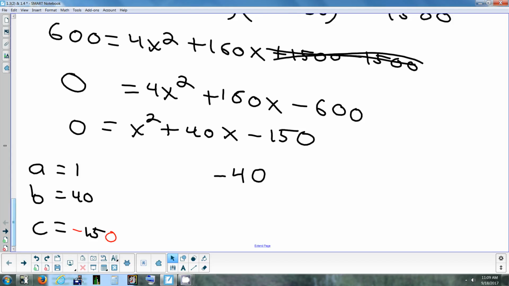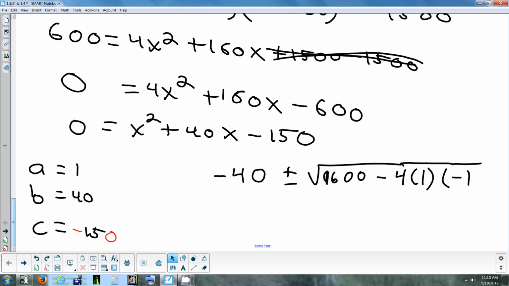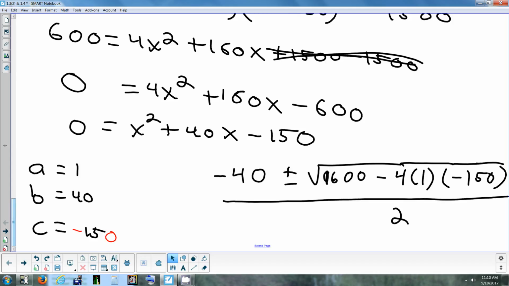All right, so we got negative b, plus or minus the square root of, what comes next? You don't remember? Not a squared, but b squared. So that's 1600. Minus 4ac. So 4. A is just 1. That doesn't really make a difference. C is negative 150. And all divided by 2a, which in this case is just 1 times 2.